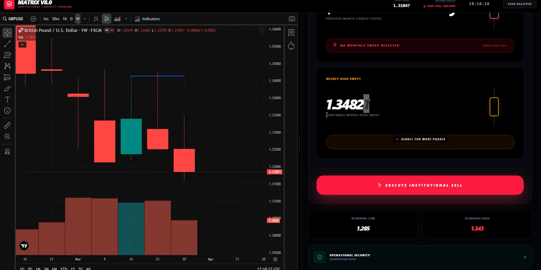Now in terms of the price action, let's take a look. What is 48?